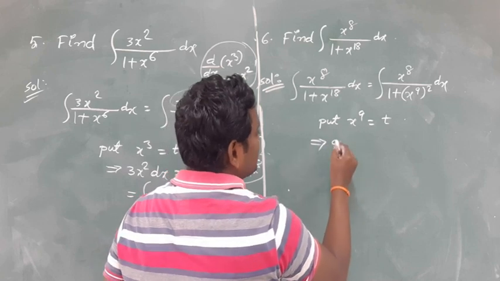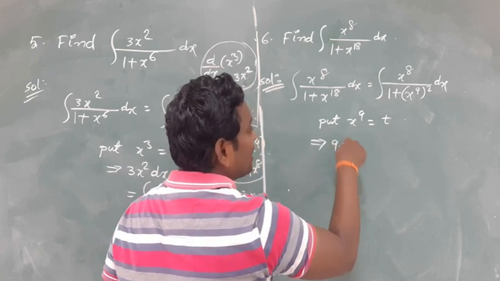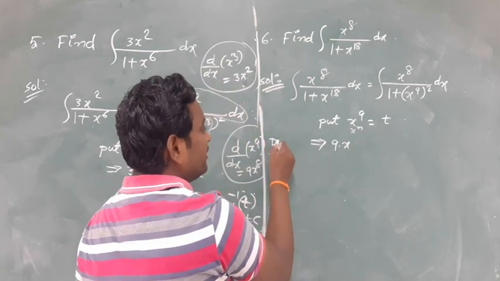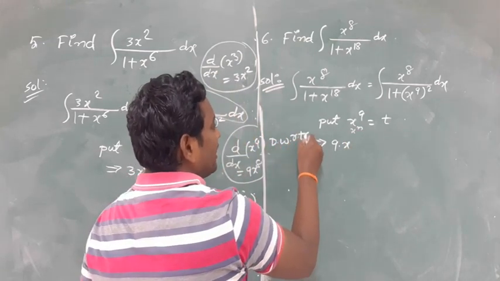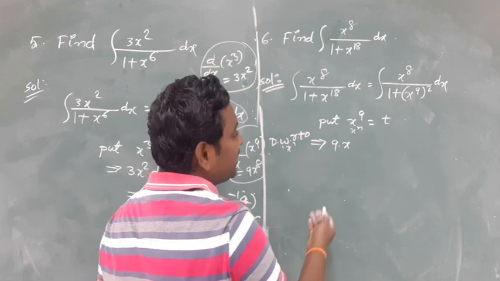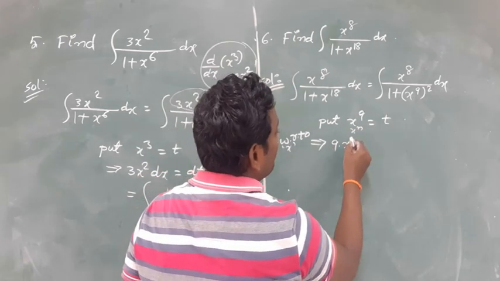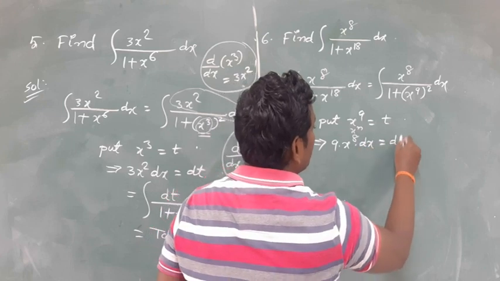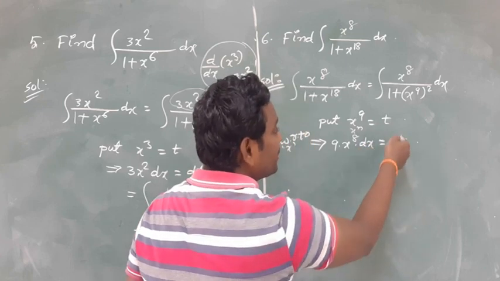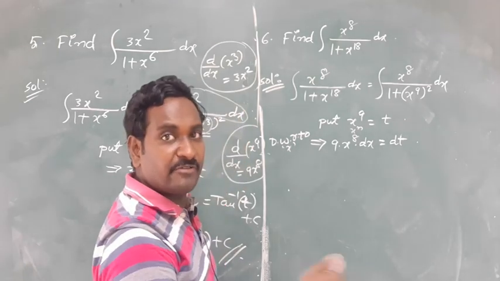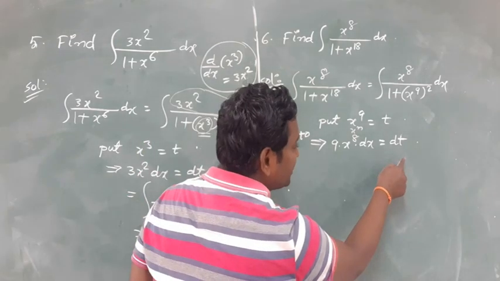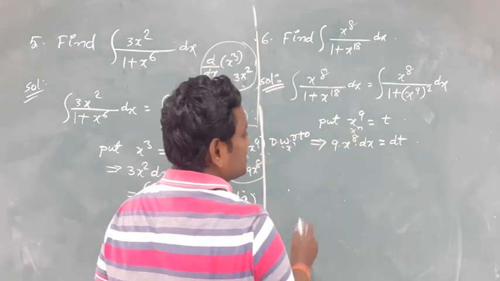Its derivative is 9 into x power 9 minus 1, because it is in the form of x power n. By taking the derivative with respect to x on both sides, you will get 9 into x power 9 minus 1, which is 8. Write dx here is equal to dt. Actually on the right hand side you get dt by dx. Derivative of t with respect to x is dt by dx. Take this denominator dx to the left hand side, directly you will get dx here.